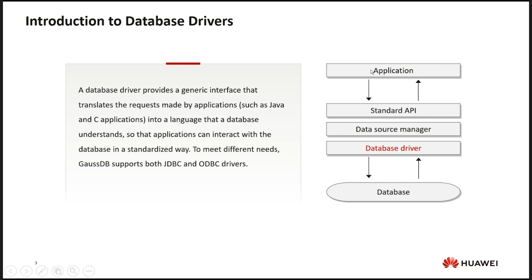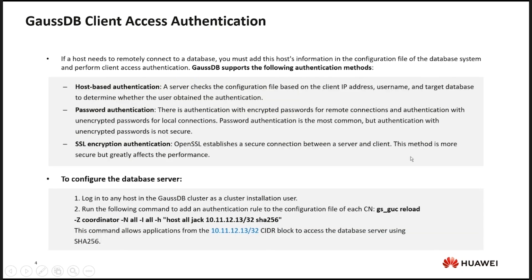So here's the architecture of a database driver. We have our application here, our database here, and the driver is underneath the application. Here you have your driver API, your driver manager, and then we can translate the information to a database. It could be an Oracle database or our GaussDB database. So the GaussDB client has authentication.